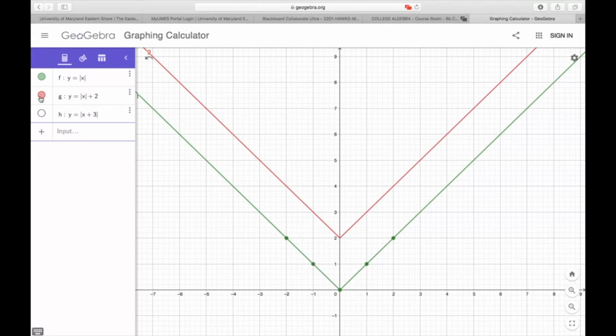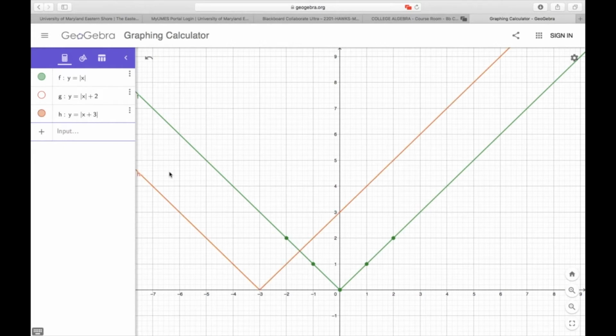That's a vertical transformation. Looking at the horizontal transformation, this one says plus 3 inside. See, it's inside, affecting the x. So in this case, it's going to move it to the left by 3. Remember, plus is left when it comes to horizontal. As you can see, when I turn that graph on, it has moved all these points over to the left by 3. Let's take a look at combining these together.